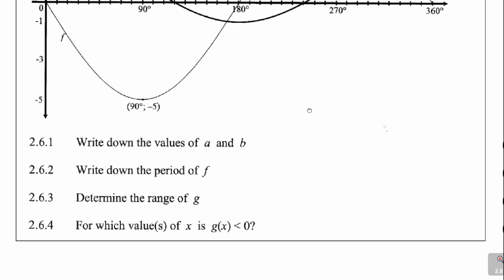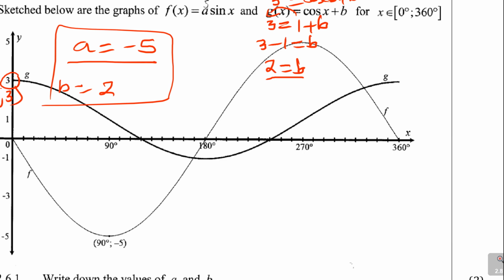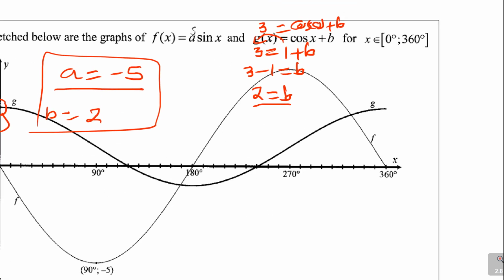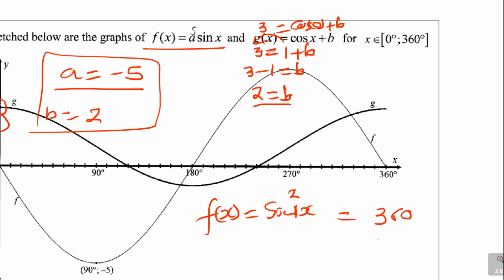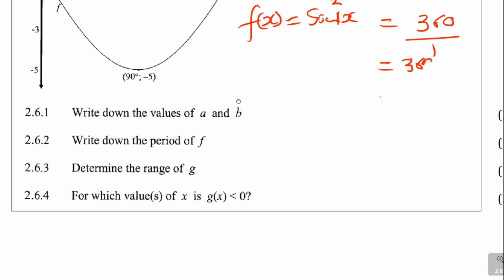Write down the period of f. Now f, the period here, you look at this. Let me write f of x is equal to sin x. Since there is 1 here, the period is simple, 360. If there was 2, we are going to say 360 divided by 2. If there was 3, we are going to say 360 divided by 3. So the period there is simple, 360 divided by 1. That's how you find period. It's just 360. Alright, next one.